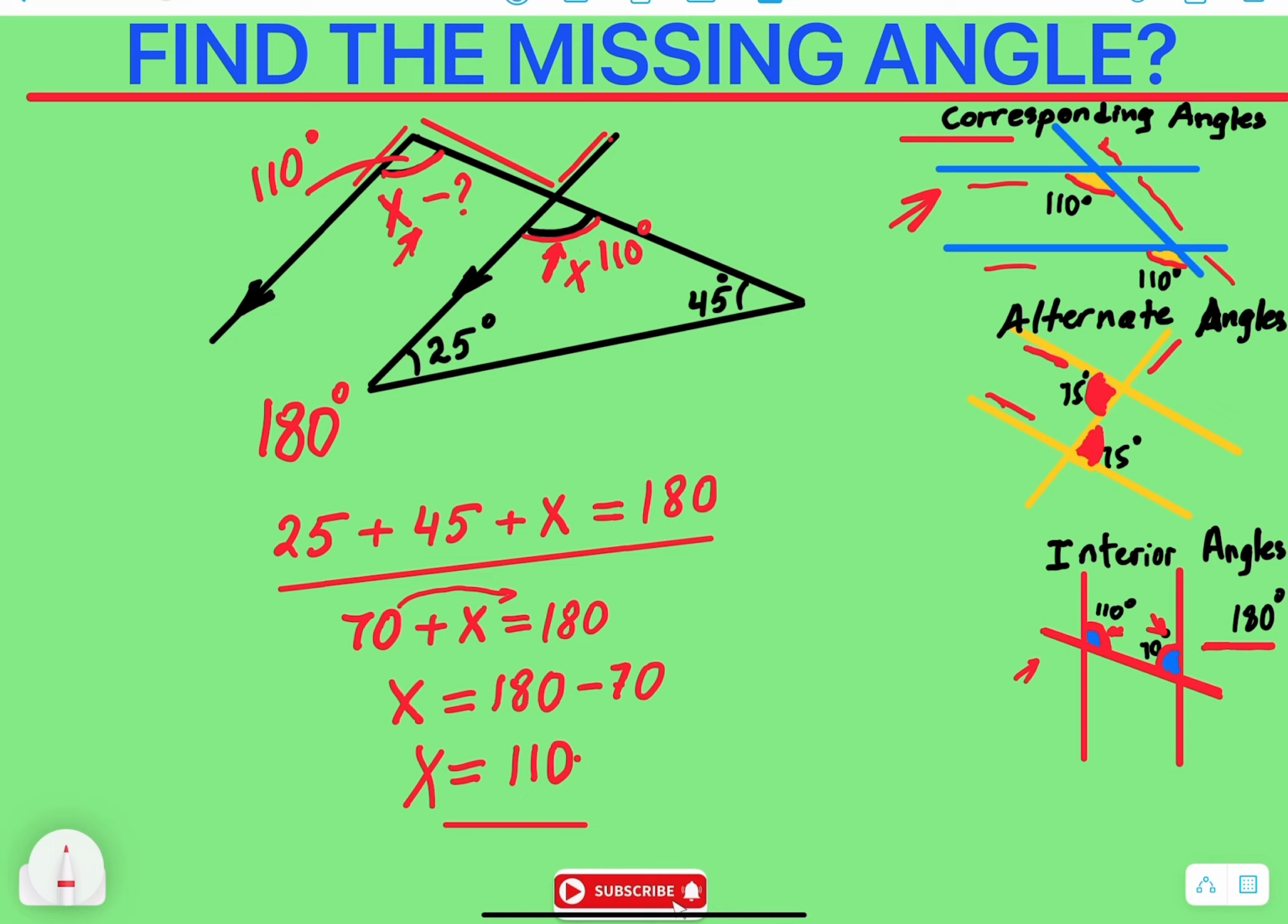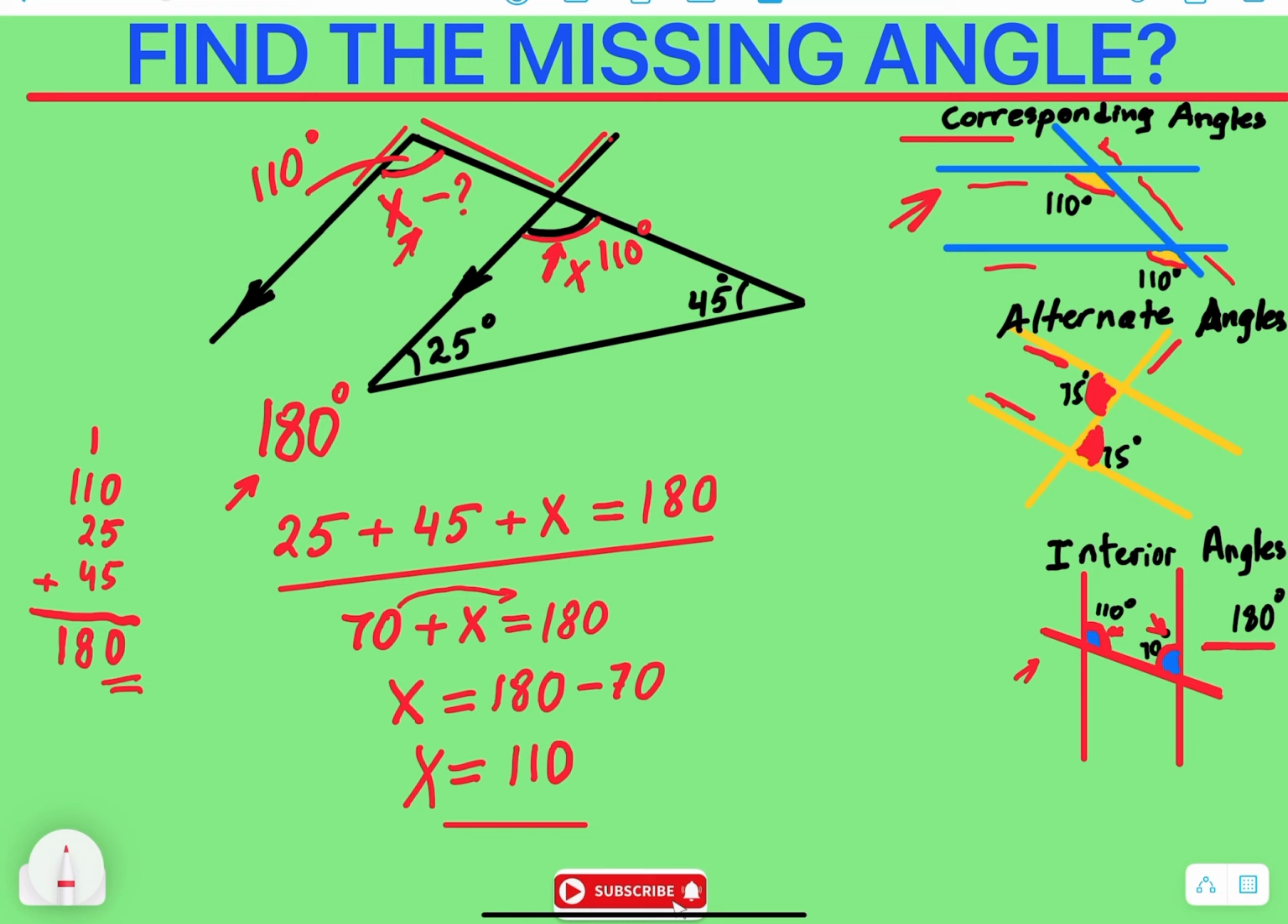We can also check backward. If we have 110 plus 25 plus 45, it's supposed to be equal to 180. 5 plus 5 plus 0 is 10. 1 comes here. 1 plus 1 is 2. 2 plus 2 is 4. 4 plus 4 is 8. And 1 comes down, 180. So we solved this problem correctly.